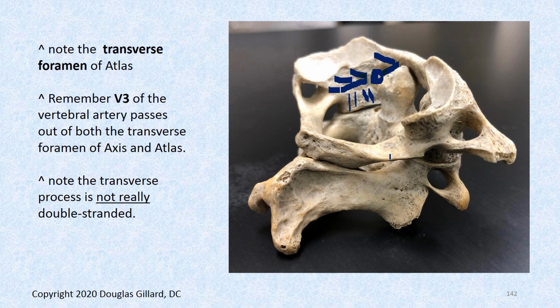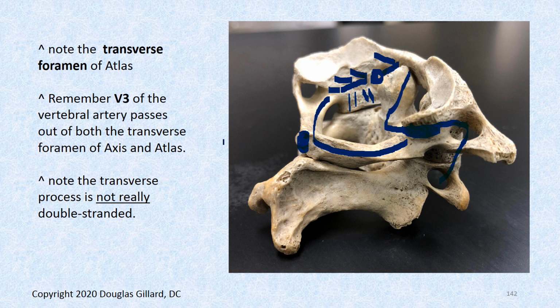But the star of the show here is this posterior arch. And there's the posterior arch. And it's got a knob on the back of it called the posterior tubercle. There's a groove right here for the vertebral artery called the groove for the vertebral artery. The vertebral artery, of course, comes right out of here, does a crazy bend and goes through here and goes into the dura and goes up.